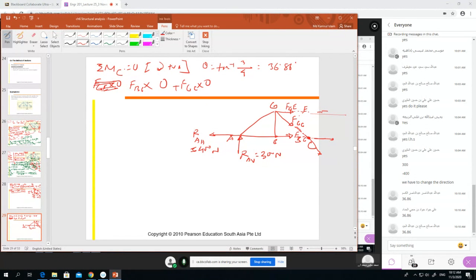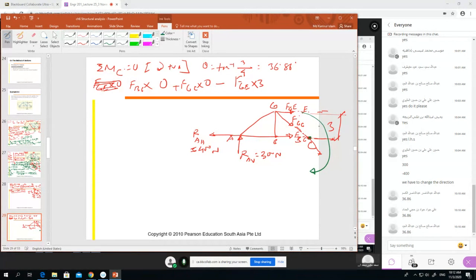Now we only have FGE. So FGE into distance. How much distance is there? 3 meter. So FGE into 3 meter, and with respect to point C, is it rotating clockwise or anti-clockwise? It is rotating clockwise, so it is minus, right?